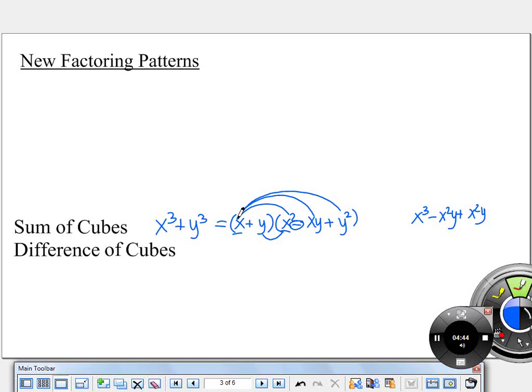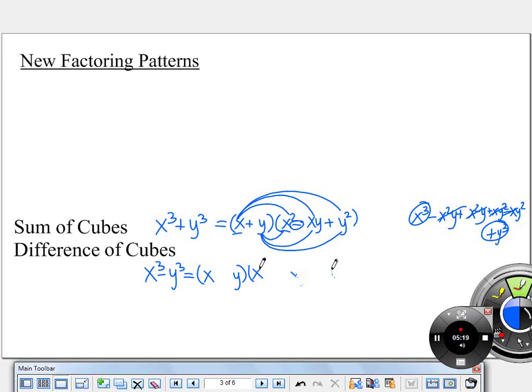Then when x multiplies y squared, we get xy squared. We need a negative one of those to even it out, and that will happen right here. And then finally, when the positive y multiplies the positive y squared, we'll get positive y cubed. So we will have everything cancel out except for our x cubed plus our y cubed. So similarly, we have the difference of cubes here, x and y. We have the same setup. Notice the pattern doesn't look different so far. The only difference here is going to be the signs.